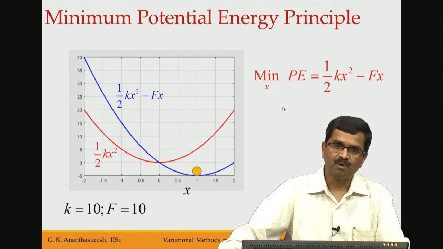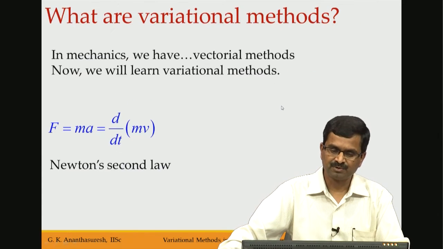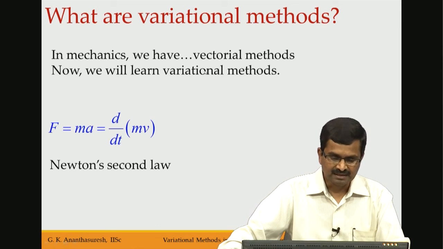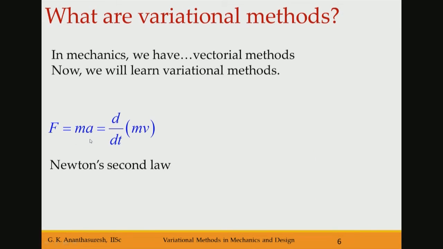Now, let us move on from static equilibrium to dynamic equilibrium. In this case also we have a vectorial method, which I am showing in blue color here: F equal to ma, Newton's second law, everybody knows that. Force is a vector here, acceleration a vector. In one dimension I am not showing this as a vector, but it has a particular direction. F equal to ma, or I can write it as d by dt of mv.